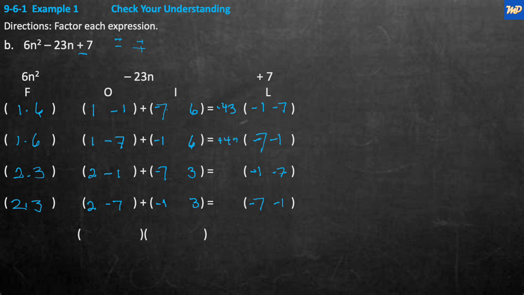Positive 42, because these are both negative. Negative 2 times negative 21. Negative 2, not times, plus negative 21 is negative 23. And negative 14, 2 times negative 7 is negative 14, plus negative 3 is negative 17. So which one is ours? We are looking for a negative 23. It happens to be this one right here.